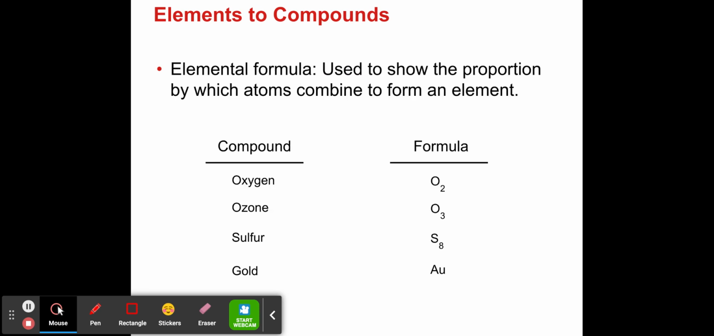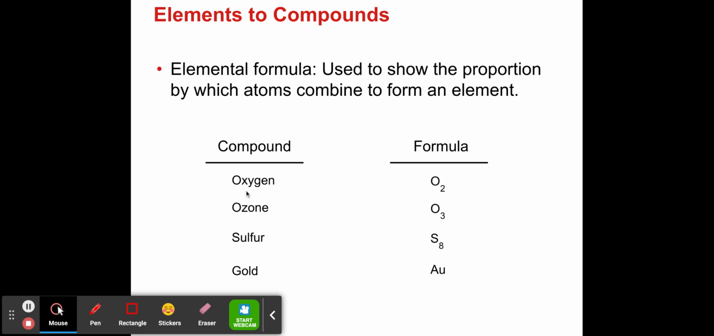Now, if you need a periodic table, just let me know and I'll print one for you. We've looked at a periodic table all around the class. This periodic table arranges elements in order of increasing atomic number. This is a concept we've seen before. And so looking at the elemental formula, it is used to show the proportion by which atoms combine to form an element.